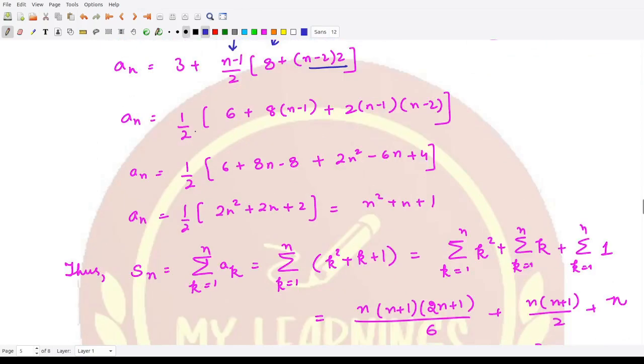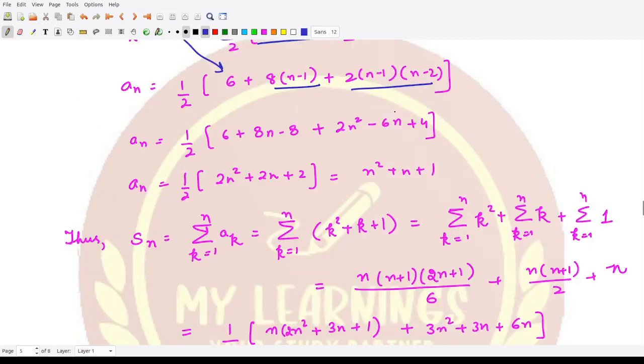You can take 1 by 2 common from all the terms. So it would become n minus 1 into this expression. So n minus 1 into 8 plus 2 into n minus 1 into n minus 2. Correct? Next you can open up the brackets here, simplify the terms further.